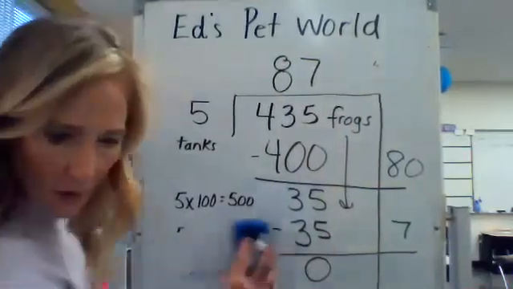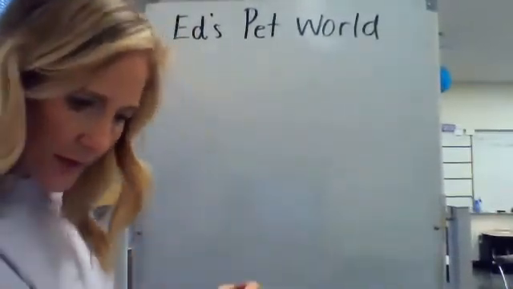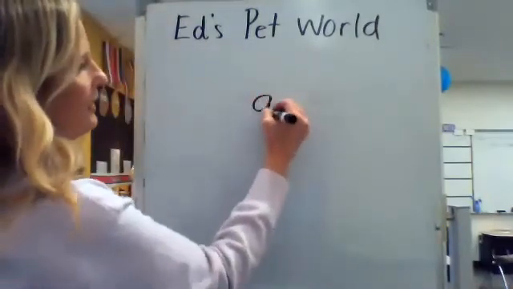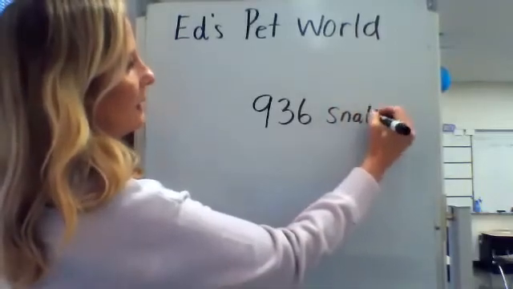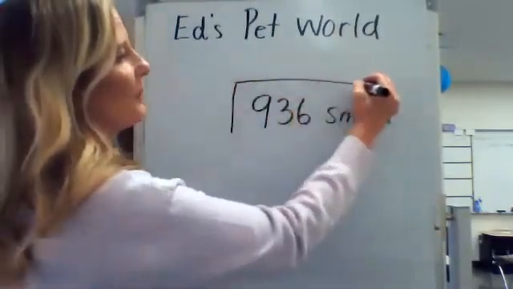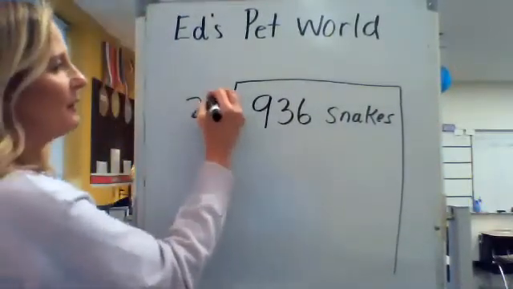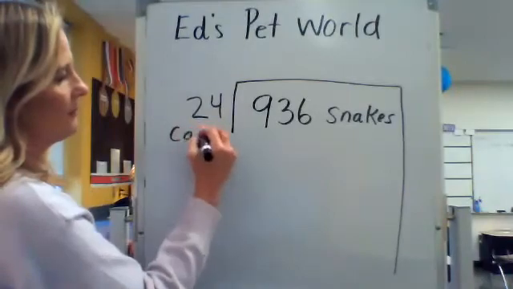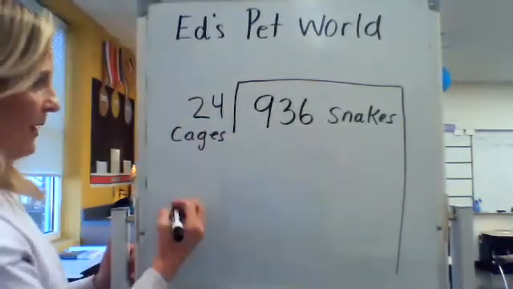Okay, last one. We're going to do snakes in cages. All right, 936 snakes, 936. I'm not going to forget, I am labeling because I don't want to be confused later. Labels will help you not be confused later. And there's 24 cages. I'm going to begin using my multiples of 24 right away.